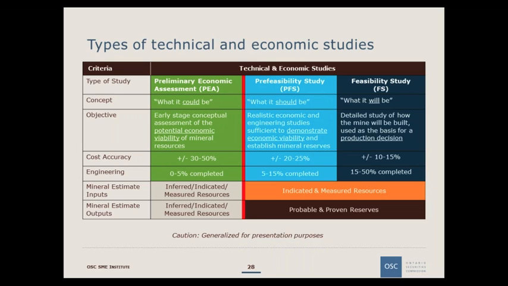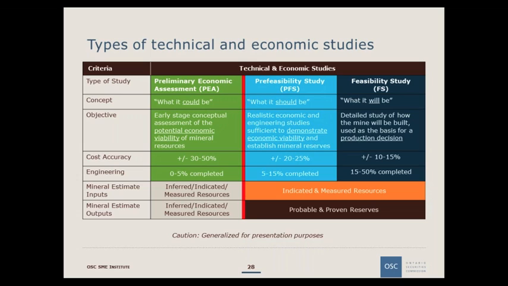There's a very significant difference, that's shown by the red line in the diagram. PEAs assess the potential viability of mineral resources. Pre-feasibility studies and feasibility studies demonstrate the viability of mineral resources, and they establish mineral reserves. The economic distinction between a resource and a reserve, that it actually can be mined profitably, is the kind of thing you need a pre-feasibility study to determine.